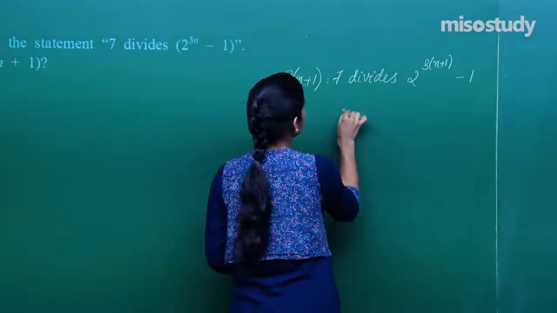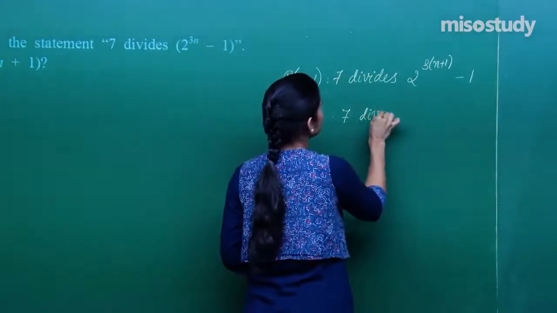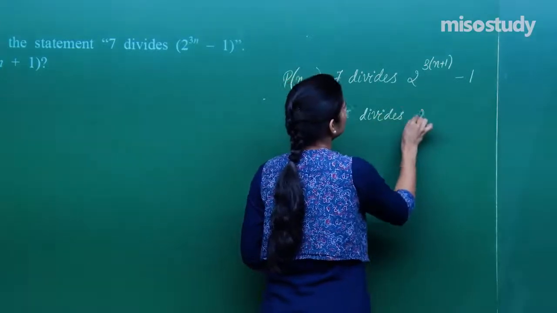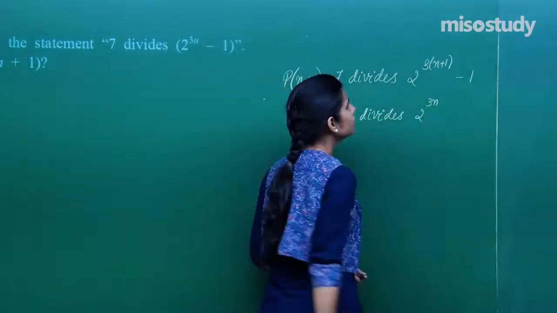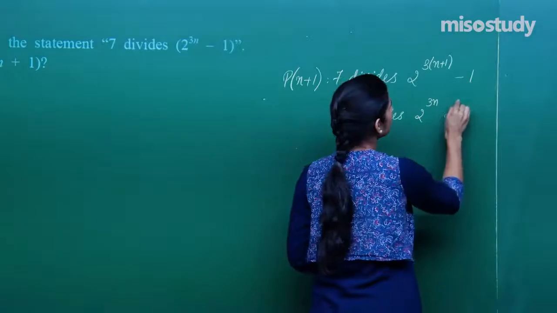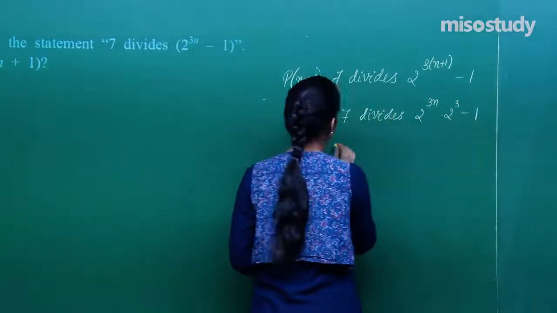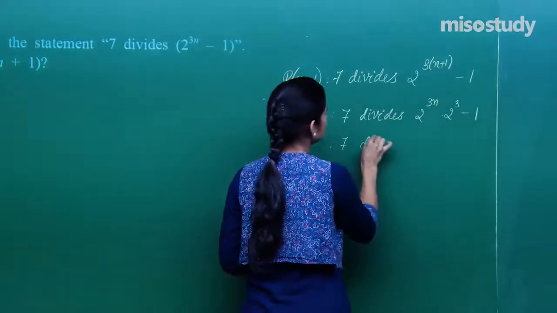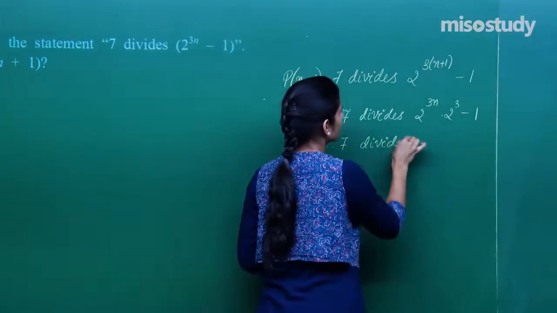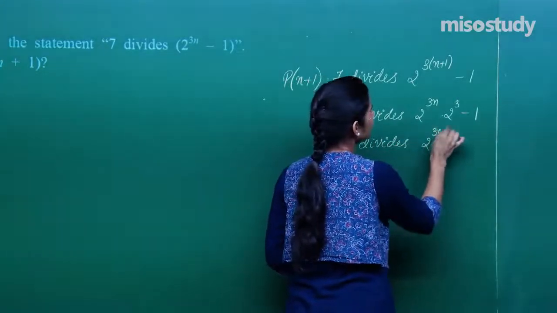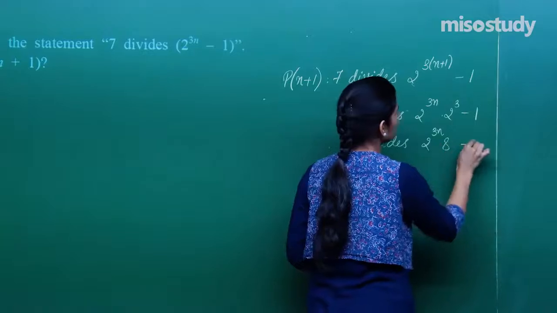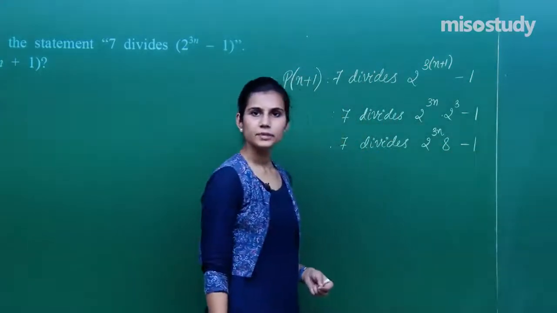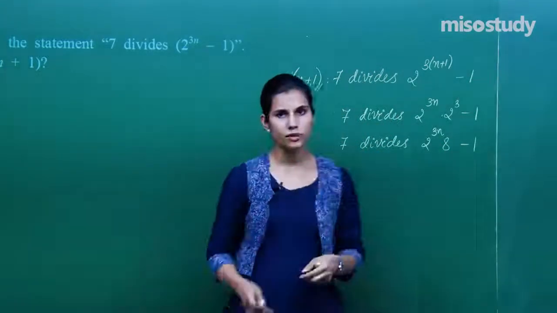If you want, you can resolve this. This means 7 divides 2 to the power 3n into 2 to the power 3 minus 1, that is 7 divides 2 to the power 3n into 8 minus 1. That is your statement Pn plus 1.